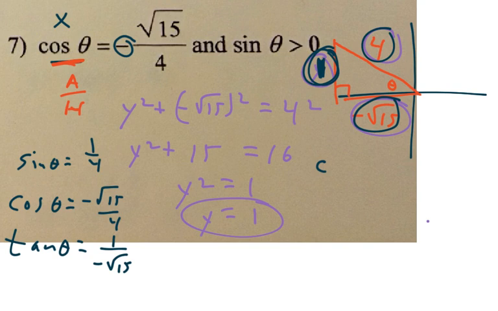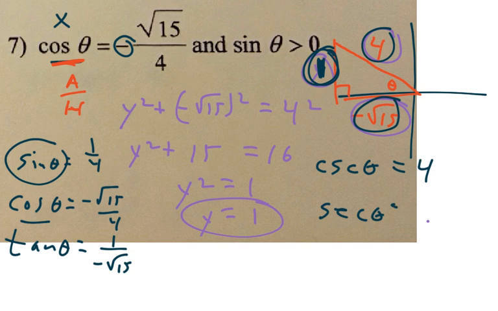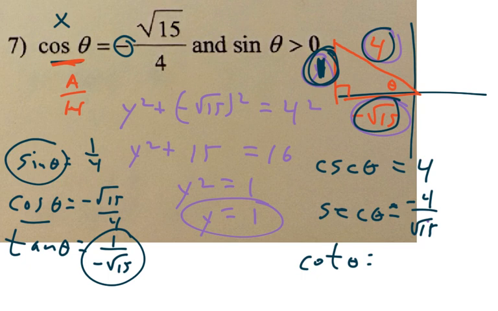Now let's do our reciprocals. Cosecant is the reciprocal of sine, so it's simply going to be 4. Secant is the reciprocal of cosine. That's going to be negative 4 over square root 15. And finally, cotangent theta is going to be the reciprocal of tangent. That is just simply negative square root 15.